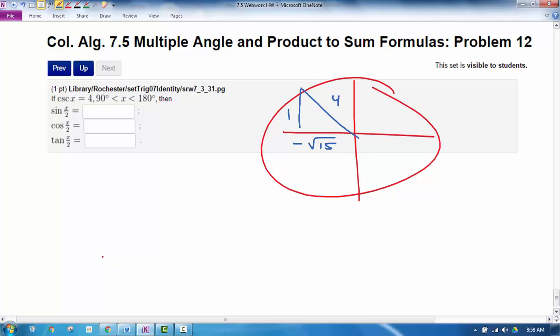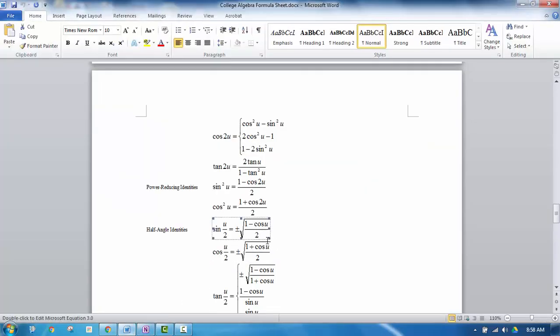And so now I want to find, this is my x. I'm going to label it here when really we're talking about this angle right there. But there's my reference triangle I can use. So when I want to do the sine of x over 2, I can write that formula down off the formula sheet. That's right here.